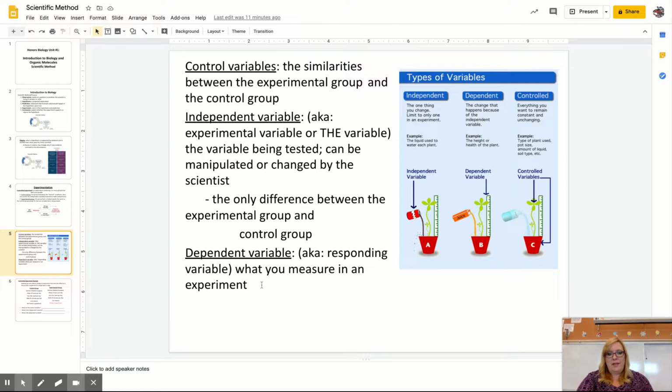And then our dependent variable is what we're going to be measuring in this experiment. What are we looking for? In this case, we're looking for plant height. So we're going to be measuring how high the plant grows. That is our dependent variable. It's what we're looking for. It's what we're measuring.